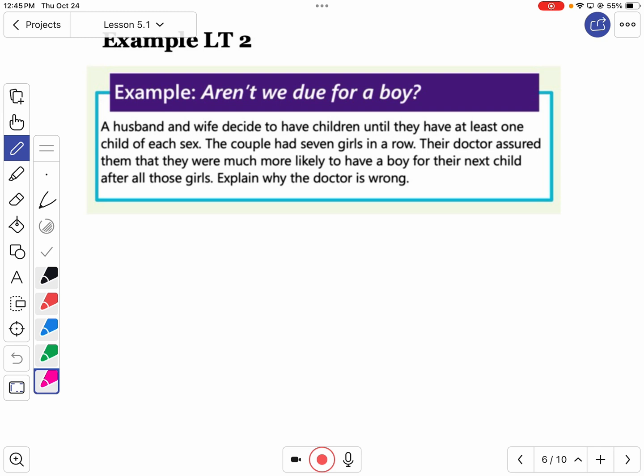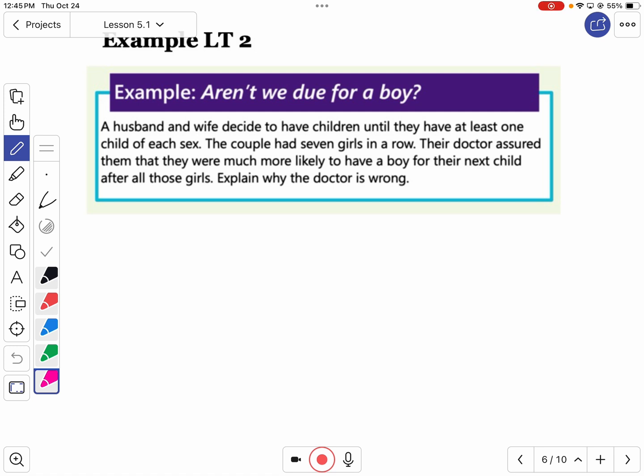Right. So let's look at this one. A husband and wife decide to have children until they have at least 1 child of each sex. The couple had 7 girls in a row. The doctor assured them that they were much more likely to have a boy for their next child after all those girls. Why is he wrong? It's probably going to be another girl, right?